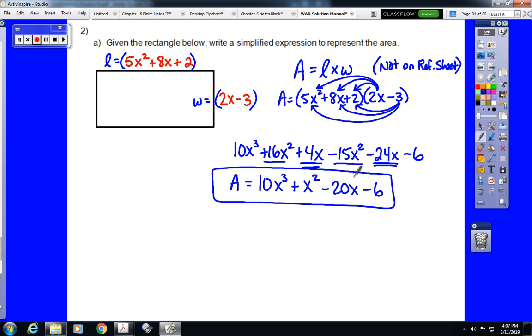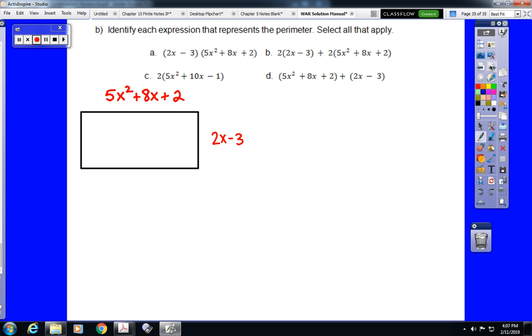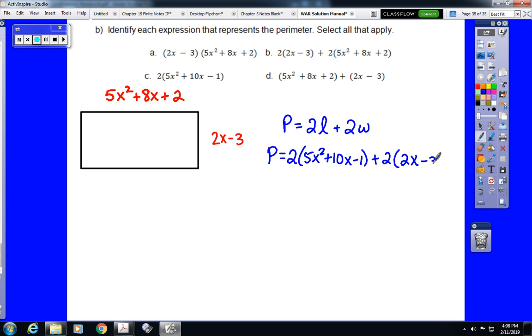Okay, part B says identify each expression that represents the perimeter of that same shape. Select all that apply. Well, how do you find the perimeter of a rectangle? You add up all the sides. So there is a much lesser known equation for perimeter of a rectangle, which says 2 times the length plus 2 times the width. So in this case, that would be 2 times 5x squared plus 10x minus 1 plus 2 times 2x minus 3.